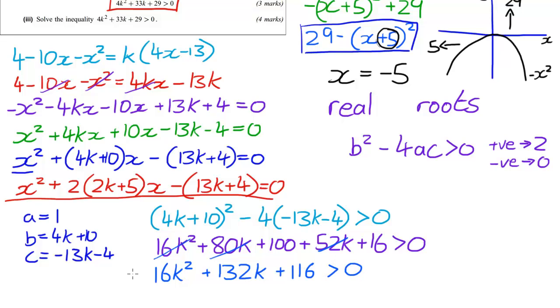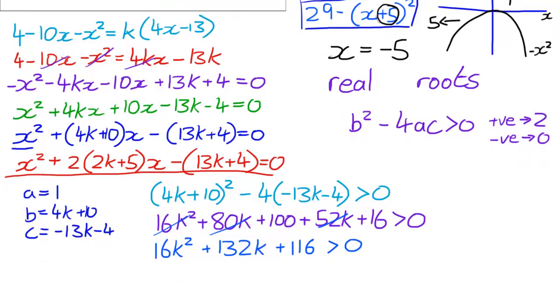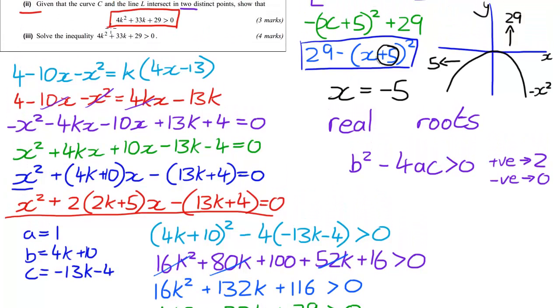Then I think we can divide everything by 4. If we divide everything by 4, what are we going to get? We're going to have 4k squared plus 33k plus 29 is greater than 0. There we go, that is the same as, if I go back up so you can see, what we were aiming for there, for those 3 marks. So that's all we have to do. We got told to go there and we went there and we've got it.